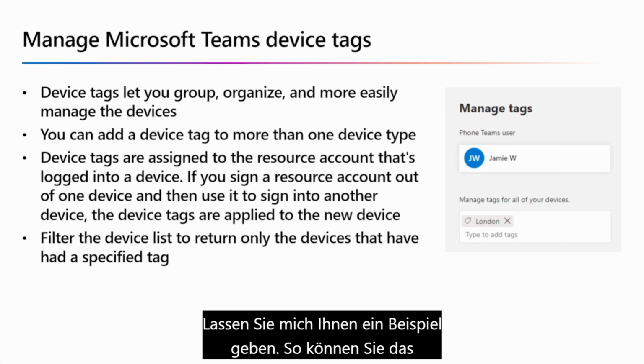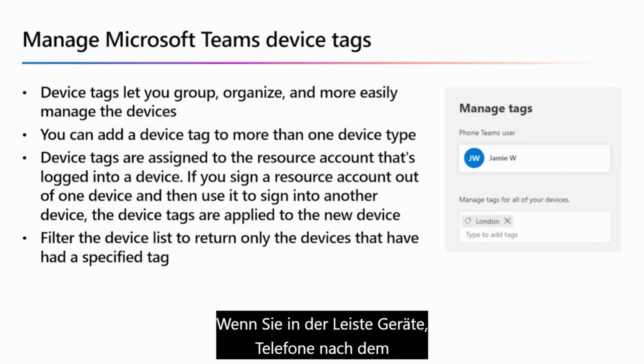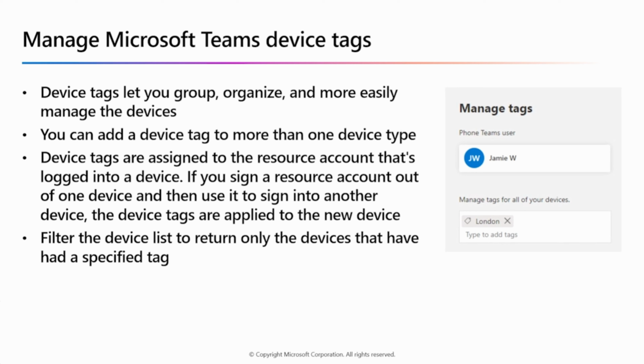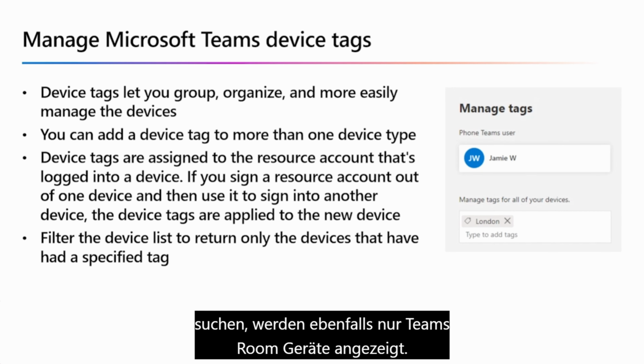You can assign the corporate tag to both phones and Teams Room devices. If you search for the corporate tag while in devices, phones, only phones are returned. Similarly, if you search for the corporate tag in devices, Teams Room, only Teams Room devices are returned.